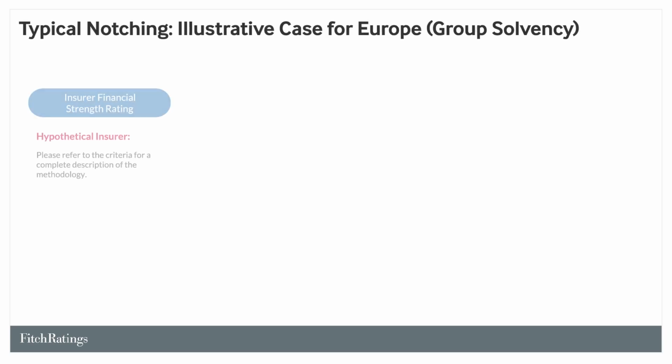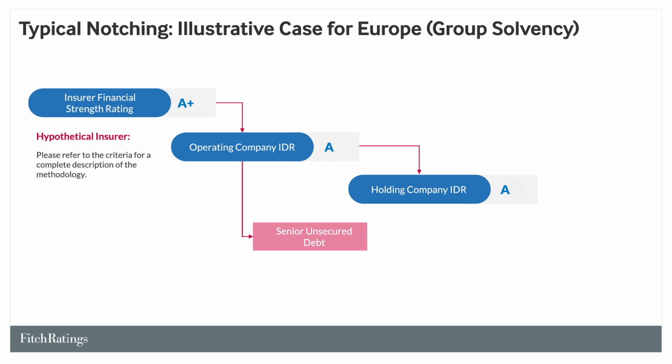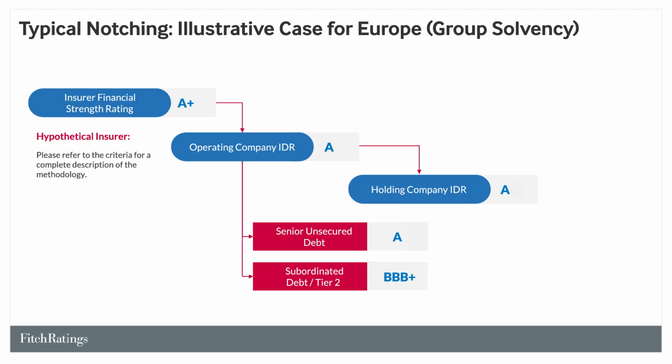For a typical insurer in Europe, group solvency notching is applied. Taking an example of an insurer with an IFS of A+, the IDRs of both the operating company and the holding company are one notch below the IFS rating at A. Senior unsecured debt issued by the operating company is typically rated at the same level as the issuing entity's IDR. Tier 2, subordinated debt issued by the operating company, is usually two notches below the senior unsecured.